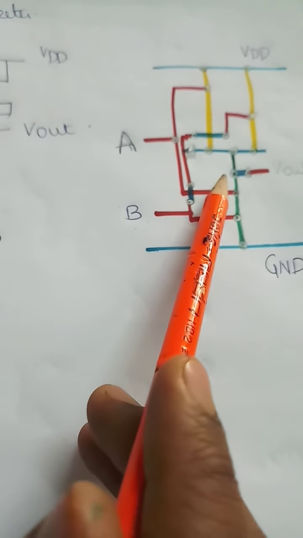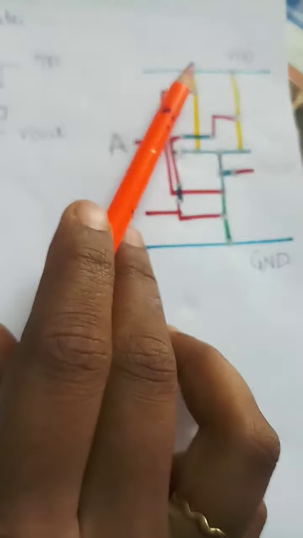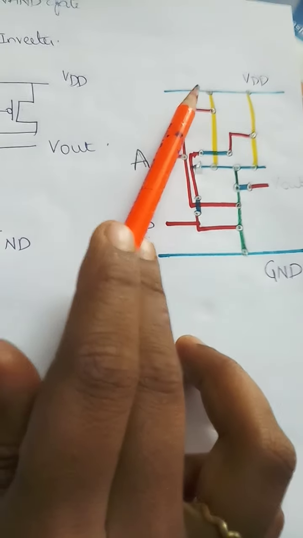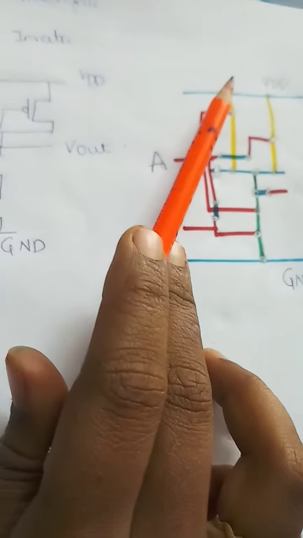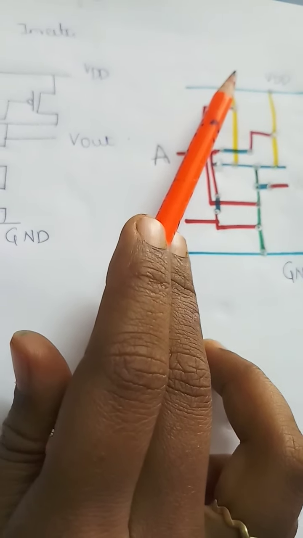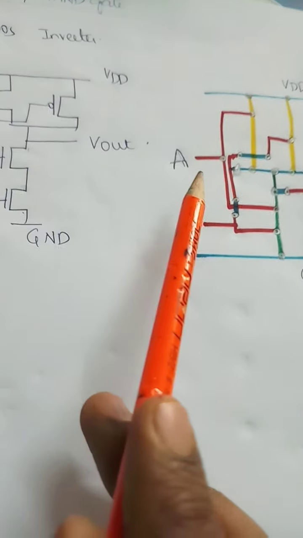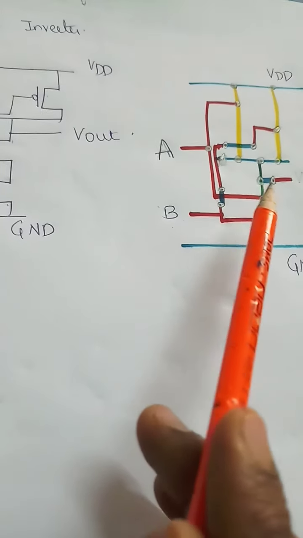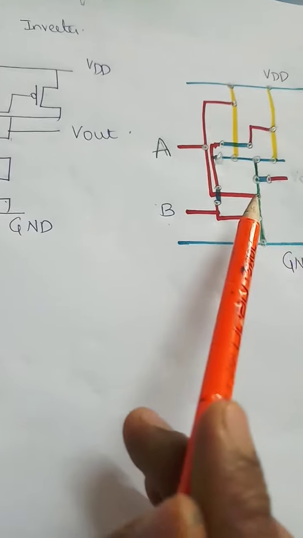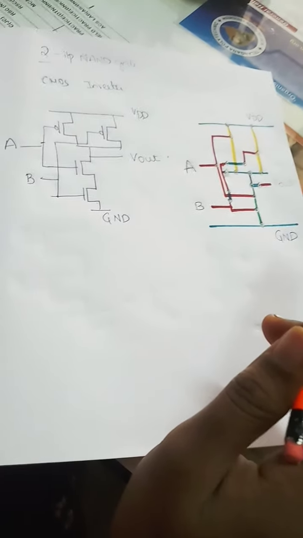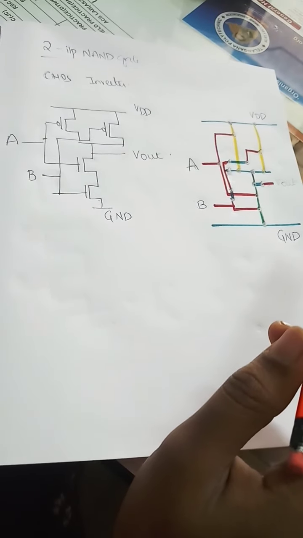Okay. Don't forget to write metal in brackets, blue. You have to indicate that particular color in brackets and write the layer, that is metal blue, yellow for P diffusion, red for polysilicon, green for N diffusion, and like that you have to mention all the colors and layers there itself. This is the CMOS stick diagram for the 2 input NAND gate. Clear?